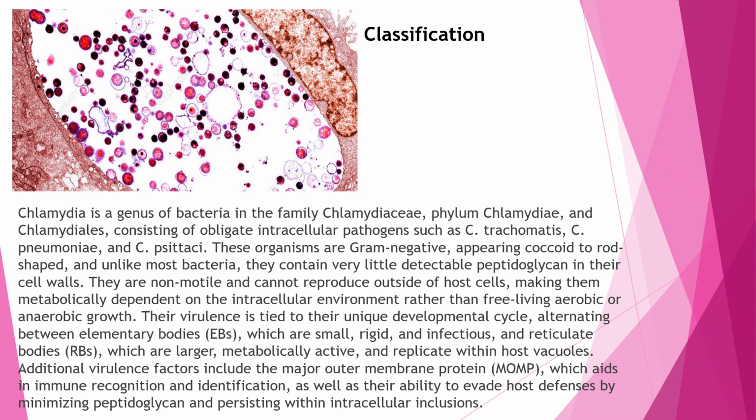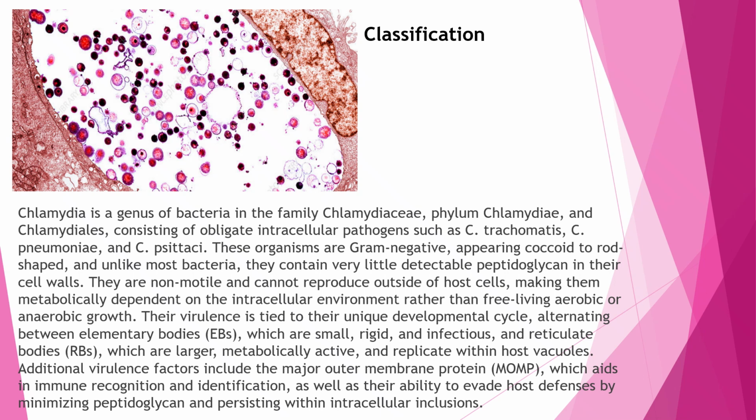So the classification of chlamydia, and I have a little picture up here in the upper left showing the gram stain. Chlamydia is a genus of bacteria in the family Chlamydiaceae, phylum Chlamydiae, and order Chlamydiales, which consist of obligate intracellular pathogens such as C. trachomatis, C. pneumoniae, and C. cetaceae. These organisms are gram-negative, and they appear coccoid or rod-shaped, and unlike most bacteria, they contain very little detectable peptidoglycan in their cell walls.